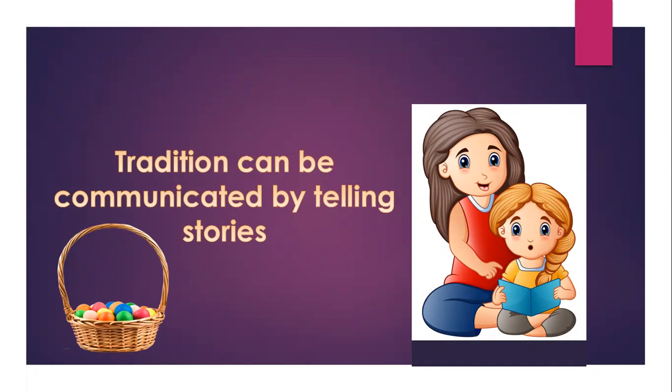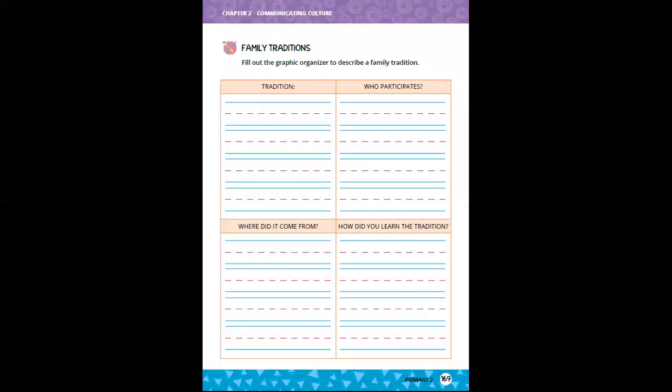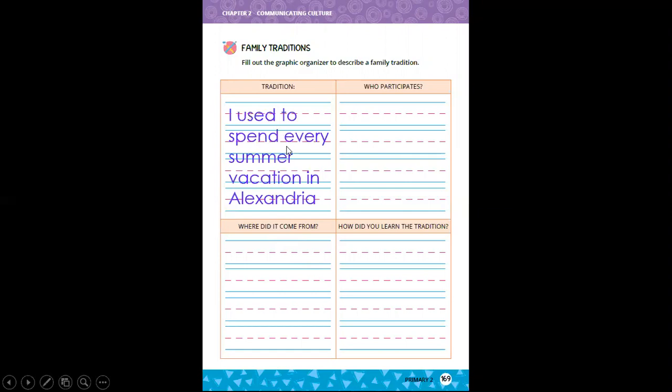Now, it's time to think about our family tradition and where that tradition comes from. Let's capture what we have discussed on page 169. In this table, we are going to describe one of our family traditions. The tradition is, I used to spend every summer vacation in Alexandria. How do we know that is a tradition? We said the word every. So we used to do the same thing every summer vacation. Okay, who participated with us? Sure, my family members. I spent the summer vacation in Alexandria with my family members.